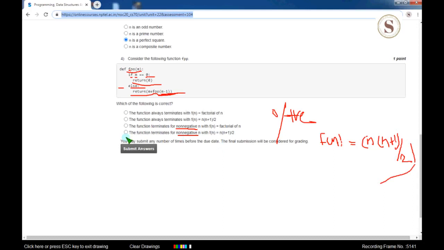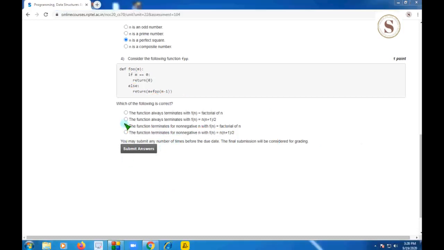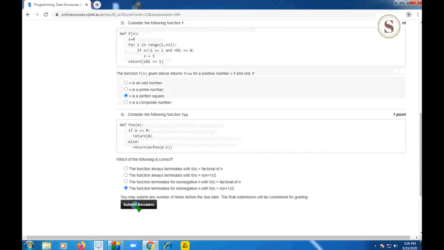So the last option is the correct answer for this question. So friends, mark the last option, that is, the function terminates for non-negative n with f of n equal to n times n plus 1 by 2, as the correct answer. So I'm going to submit these answers.